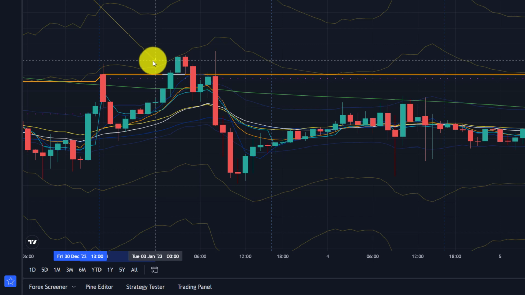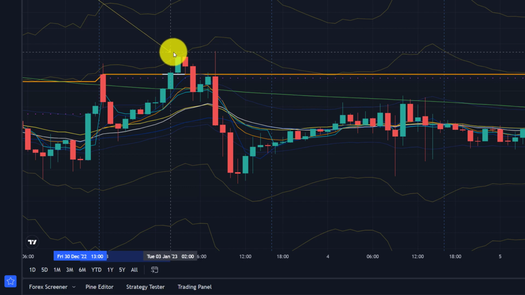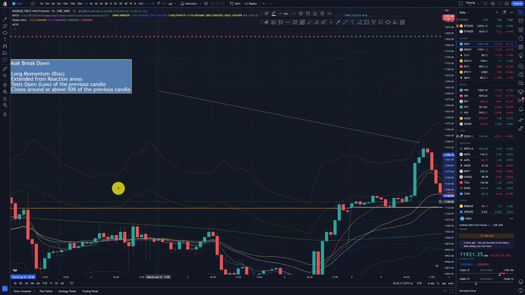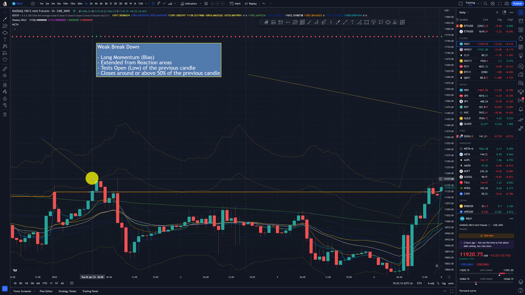The next part of this pattern is why it's weak, why I call this a weak breakdown, because of what happens next. What happens next is that this red candle, so it creates a level.